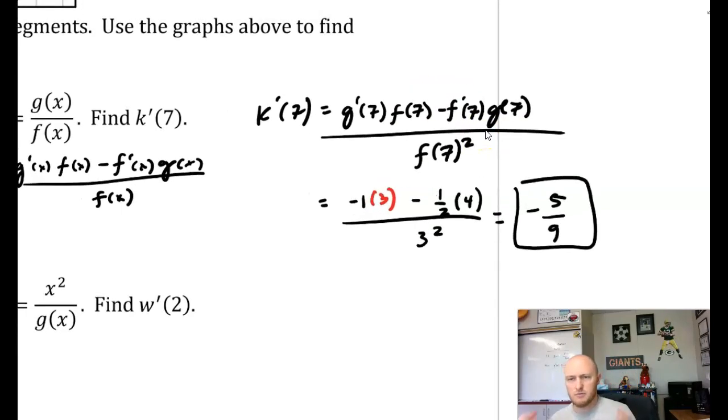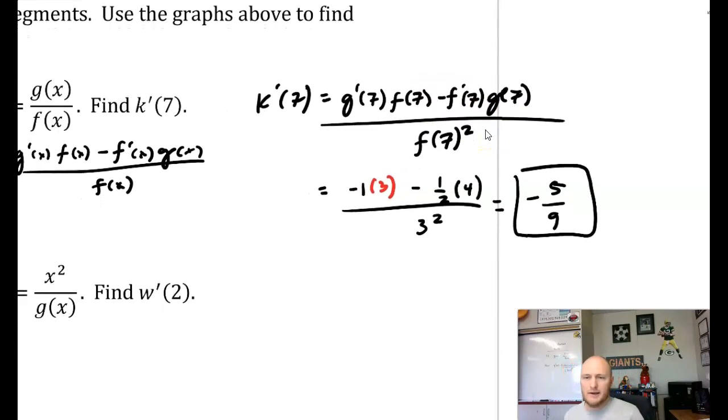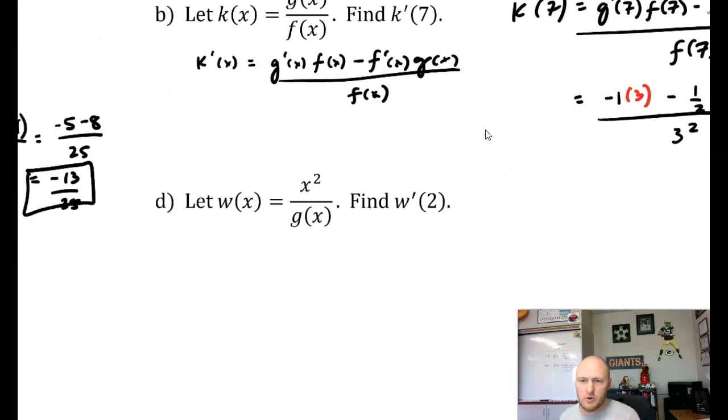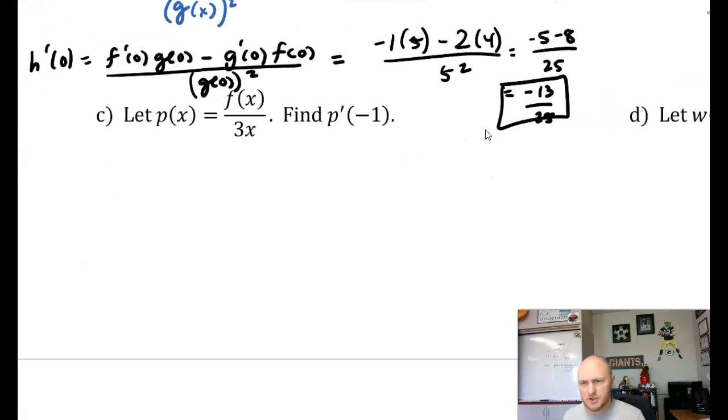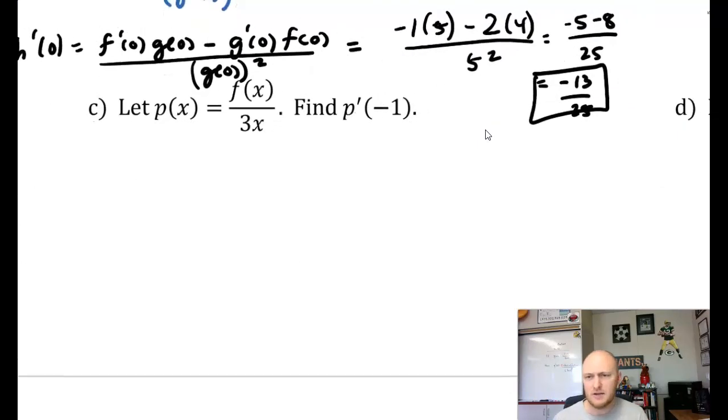All right, pretty straightforward, right? It's nothing different than we've been working with the product rule. It's just now we have a different formula that we're applying for the quotient rule. Okay, C, here they say let p of x equal f of x over 3x. Find p prime of -1.